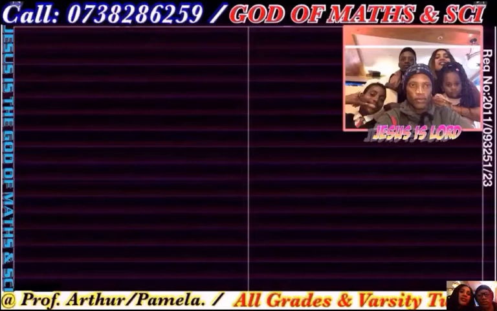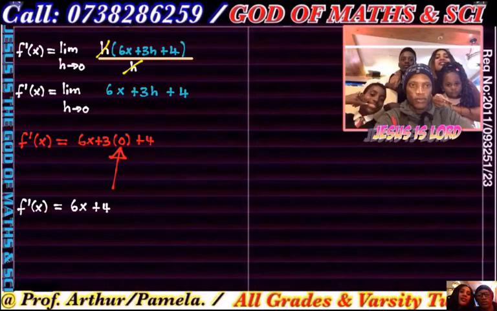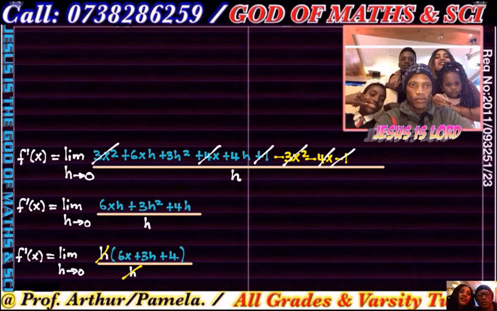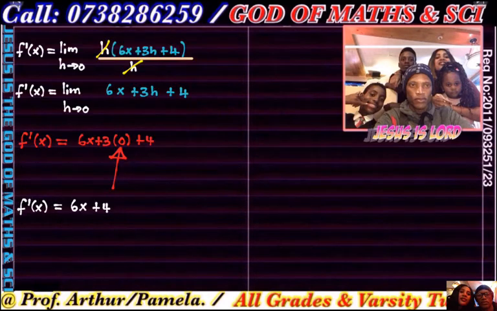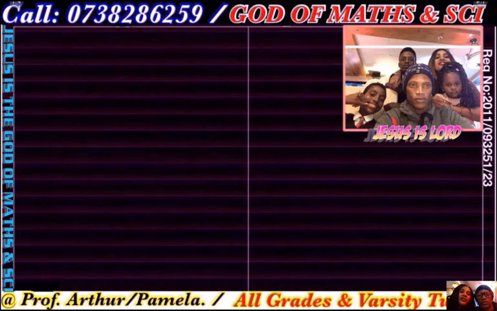Now we come to what they call rules of derivative. Rules of derivative, it's exactly the same thing as this. This is a longer way of doing derivative. So you're going to use what we call, I can say, a shortcut.